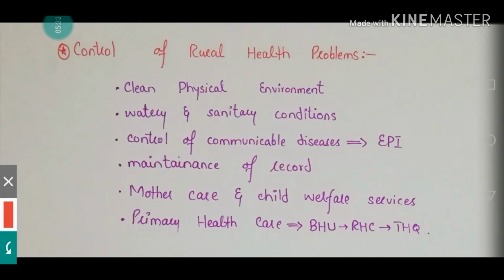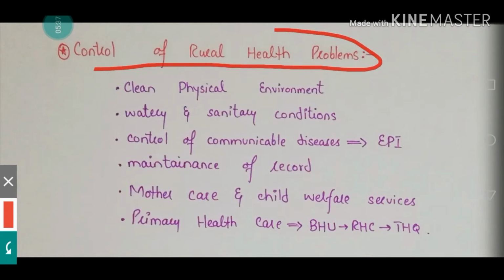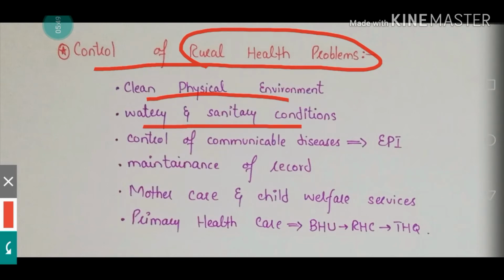Now let us talk about how there should be control of all the rural healthcare problems. Rural healthcare problems can be eliminated if there is provision of a clean physical environment to the people by clean water as well as better sanitary conditions, and control of communicable diseases by EPI scheduling and maintaining of that record. Here it is very important not only to provide EPI schedule immunization but to keep a record of that.